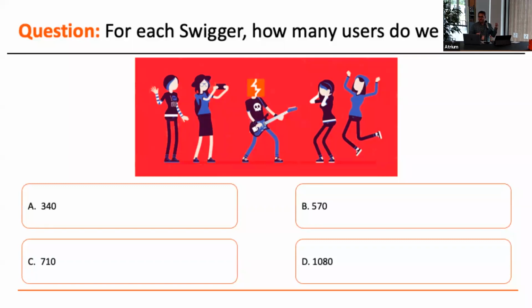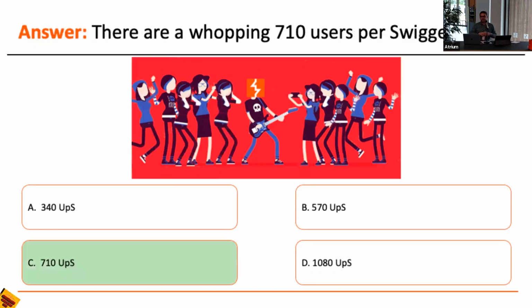Raise hands? No, no one. B. Got someone over there. We've got C. Cool, got a few on C. And how about D? Cool, so if you've got your hand up for D, keep it up, because unfortunately you're wrong. The answer is actually C. So for each of your children, there are 710 users, which is pretty bloody impressive.